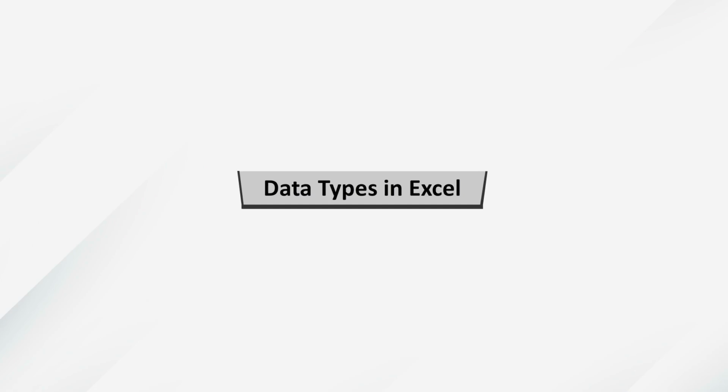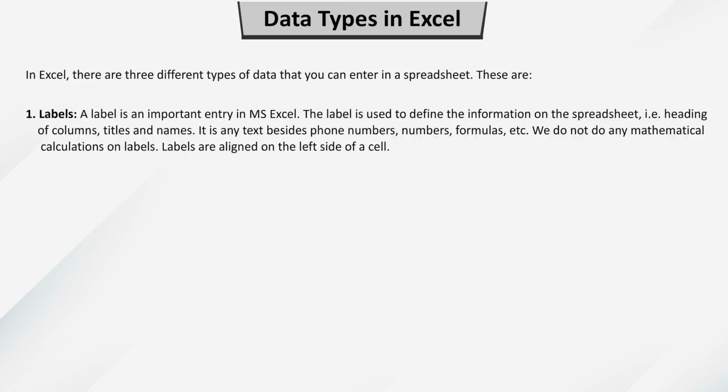Data types in Excel. In Excel, there are 3 different types of data that you can enter in a spreadsheet. These are 1. Labels. A label is an important entry in MS Excel. The label is used to define the information on the spreadsheet, that is, heading of columns, titles and names. It is any text besides phone numbers, formulas, etc. We do not do any mathematical calculations on labels.